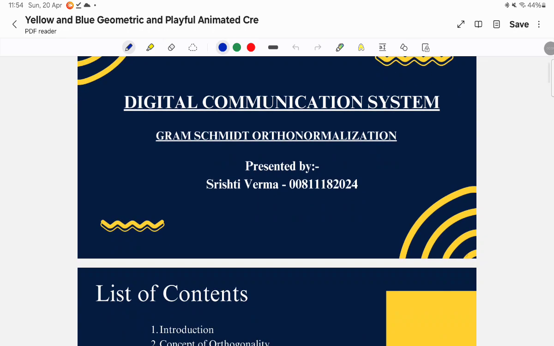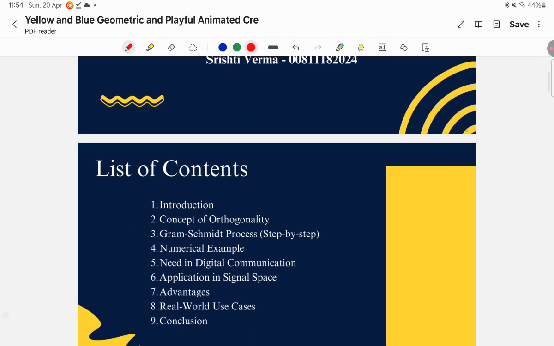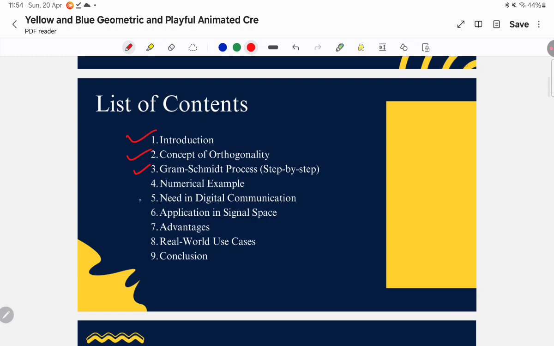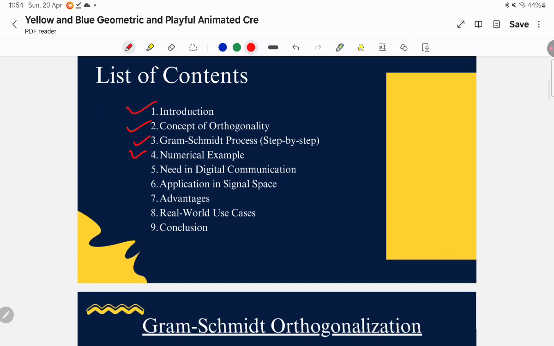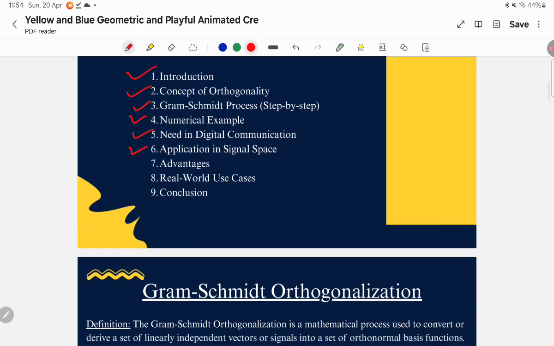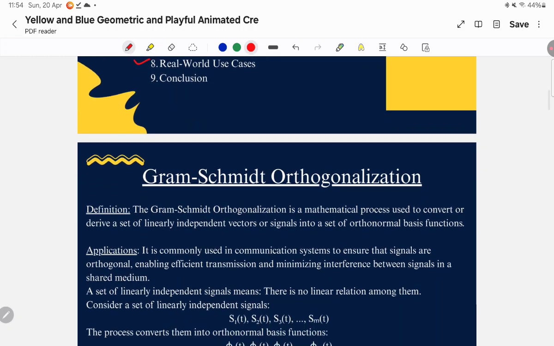Okay, welcome to all. So today we are going to discuss Gram-Schmidt orthogonalization. So this is the list of content: concept of orthogonality, process, an example, then its need in digital communication, application, advantage and use in real world, and conclusion.